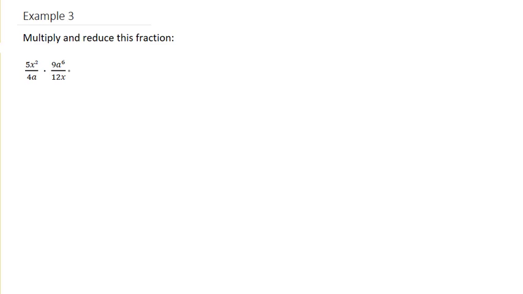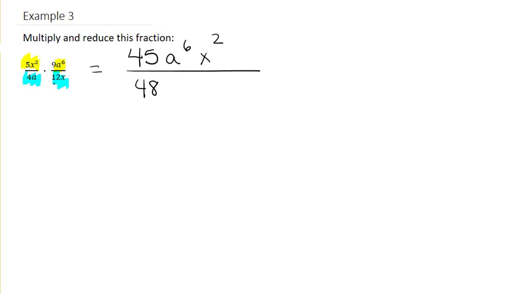So what we're going to do is we're going to multiply these out first, like the first time we did it in example 1 today. So now we have 5 times 9, which is 45. Then we have a to the 6, and then x to the 2nd. Then we have 4a times 12x. So that's 4 times 12 is 48 times ax.